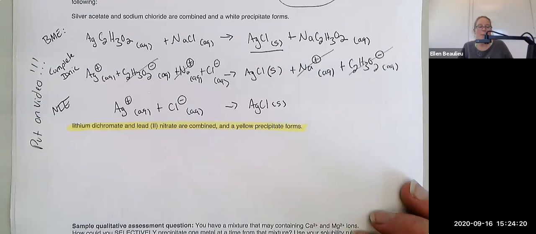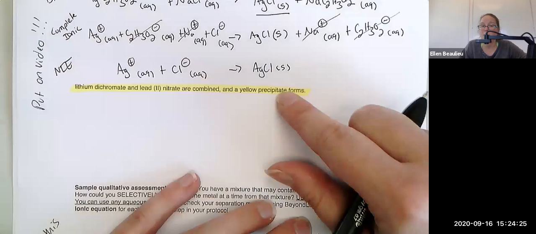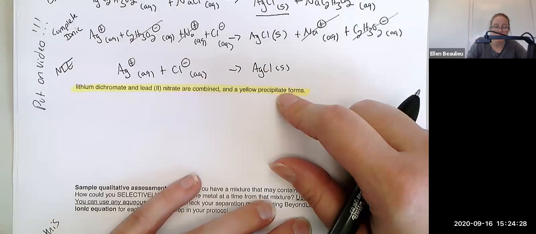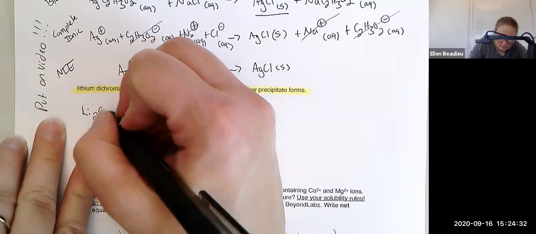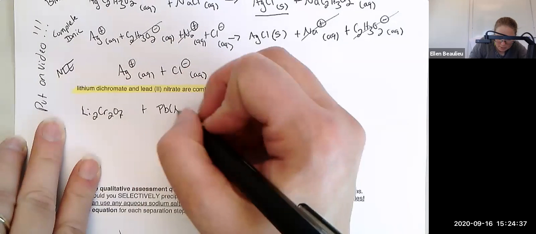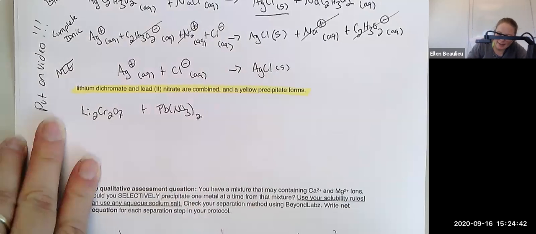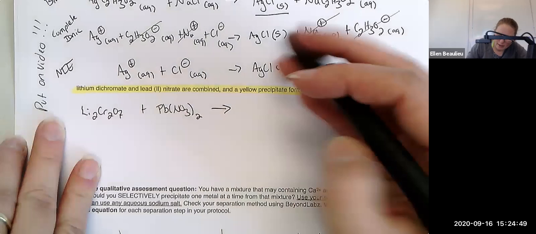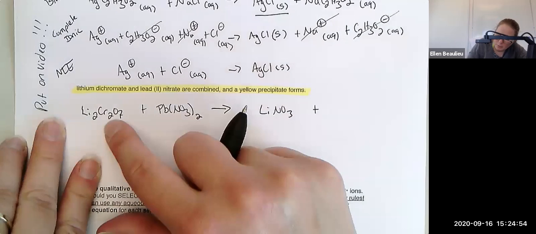All right, pause the video, see if you can take any of those lessons learned from that one and apply it to the second reaction. Okay, lithium dichromate plus lead 2 nitrate are combined and a yellow precipitate forms. Okay, so we know there's a precipitation reaction. Well, lithium is going to hang out with nitrate and lead is going to hang out with dichromate.